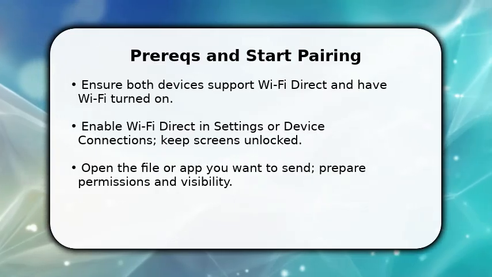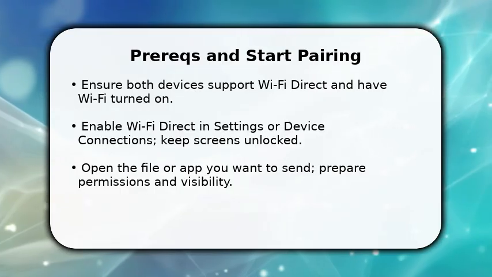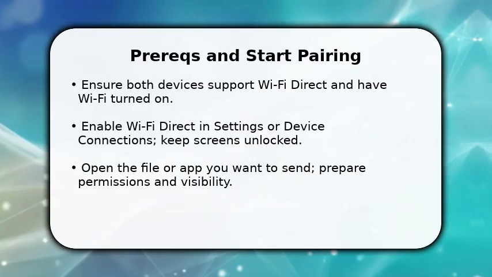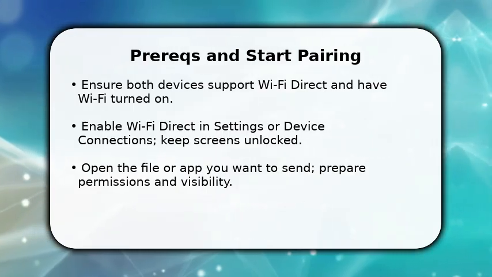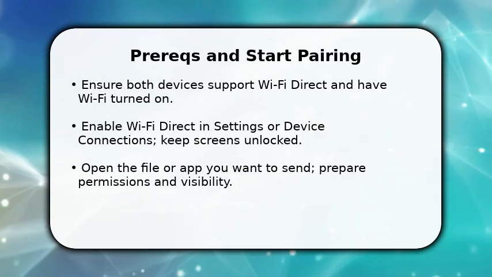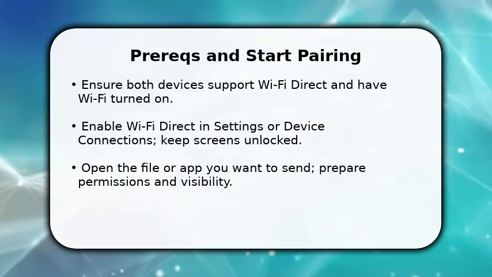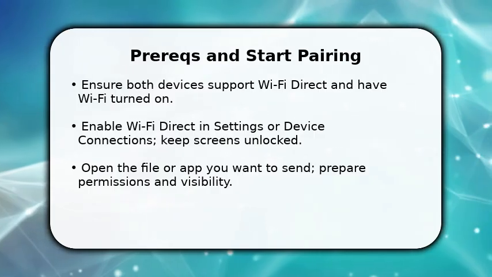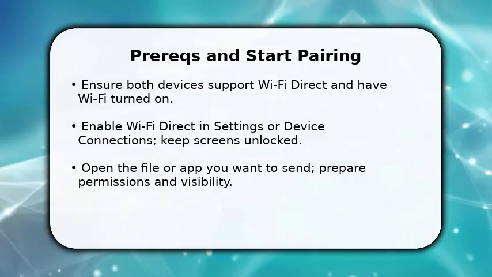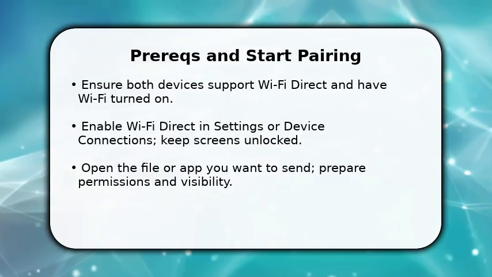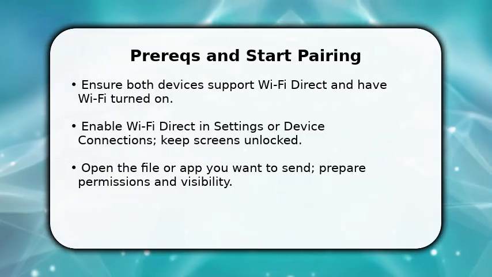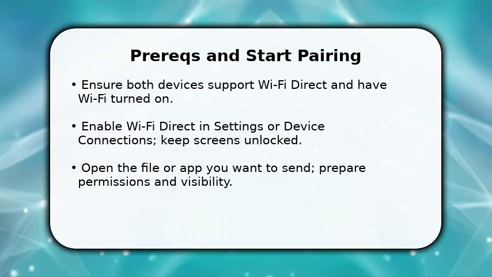You start by confirming both devices support Wi-Fi Direct and that Wi-Fi is enabled. This enables peer discovery. Next, open Settings, Wi-Fi Direct or Connections, and make your device visible so the other can find it. Once visible, on the receiving device, choose the sending device name to request a connection. You accept the prompt. You do this now because pairing creates a direct high-speed link without a router, and faster transfers reduce the chance of interruption.